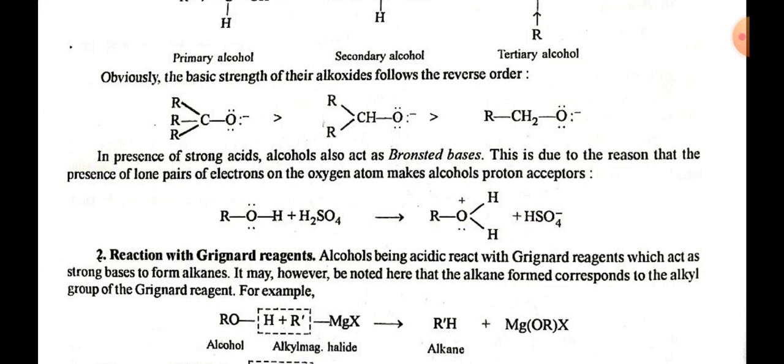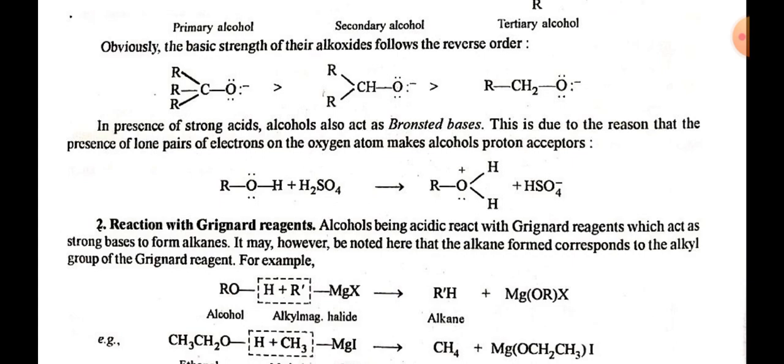Obviously, the basic strength of the alkoxides follows the reverse order, that is, tertiary butoxide is the most basic, then secondary, and then primary butoxide ion. In the presence of strong acids, alcohols also act as Bronsted bases. This is due to the reason that the presence of lone pair of electrons on the oxygen atom makes alcohols proton acceptors. When alcohol reacts with H2SO4, it gives oxonium ion and bisulfate ion.